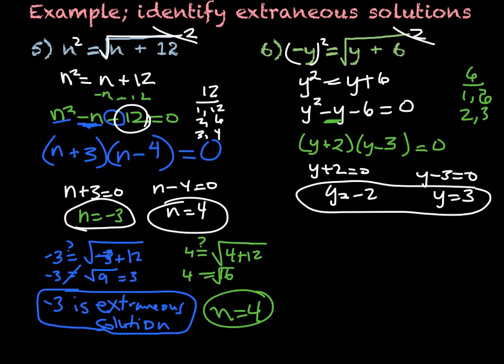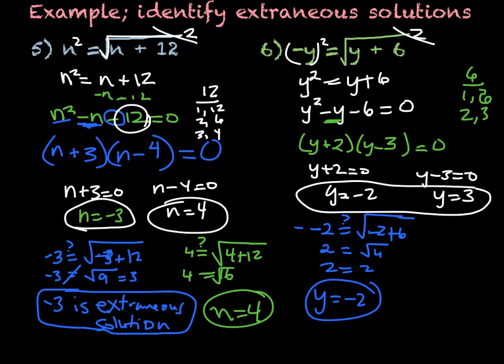So if we're using the negative 2, we're looking at negative negative 2, is that equal to the square root of negative 2 plus 6? So double negative 2 is 2. Is that equal to the square root of 4? And it is. So that would be my final answer. y equals negative 2 is a real solution. Now let's look at the other one to make sure the other one works.